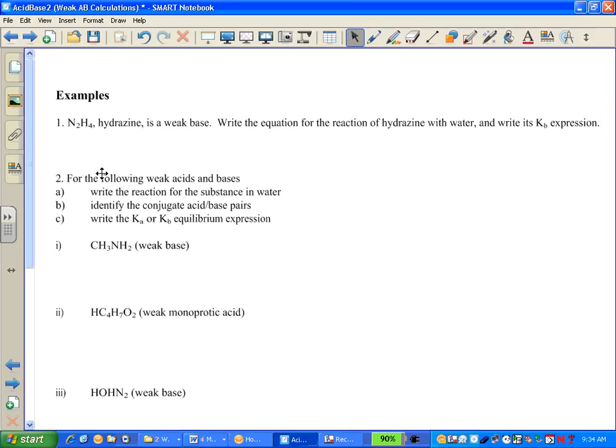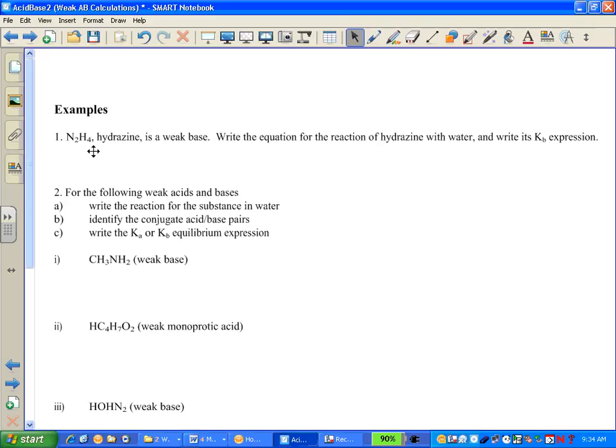Okay, now let's look at a few examples here. So we need to be comfortable writing the reactions, and we also need to be comfortable with writing the Kb and Ka expressions. So with hydrazine, it's a weak base. So if we want to write the equation for the base, we need to add it to water.